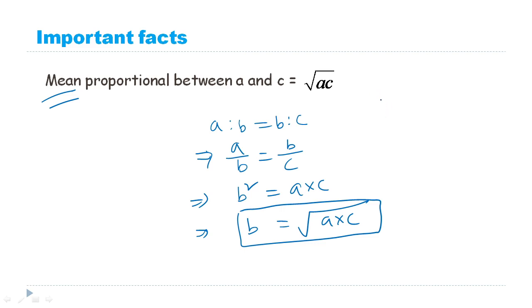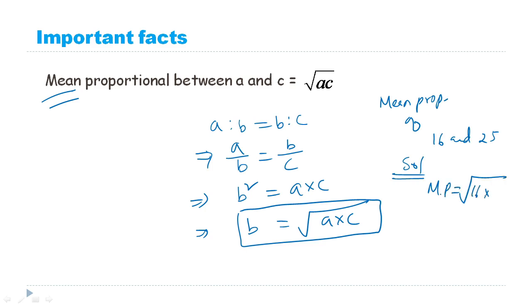Suppose I ask you what will be the mean proportional of 16 and 25. You will solve this like this. The mean proportional, MP, will be the square root of 16 into 25. The square root of 16 is 4, and the square root of 25 is 5, so ultimately you will have 20. So 20 will be the mean proportional. It means that 16 is to 20 is equal to 20 is to 25. Is it clear?